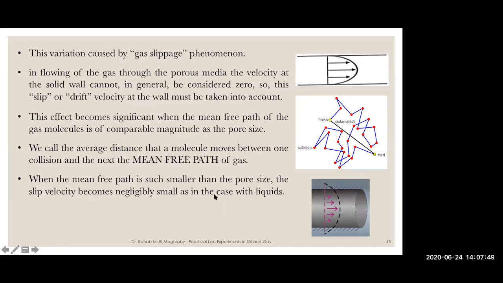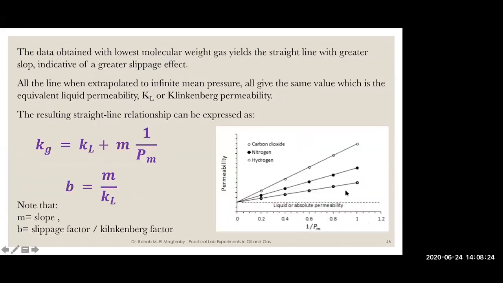So imagine you have a gas and you increase its pressure. The molecules will come together, so the distance between any two collisions will be shorter, and shorter, and shorter, until it behaves like a liquid, and this distance will be the same as the pore size. This is actually what is happening in the Klinkenberg permeability. Once you increase the pressure until you reach infinite pressure, the highest pressure possible, the gas molecules will get close to each other until it behaves like a liquid. And this is what Klinkenberg found.